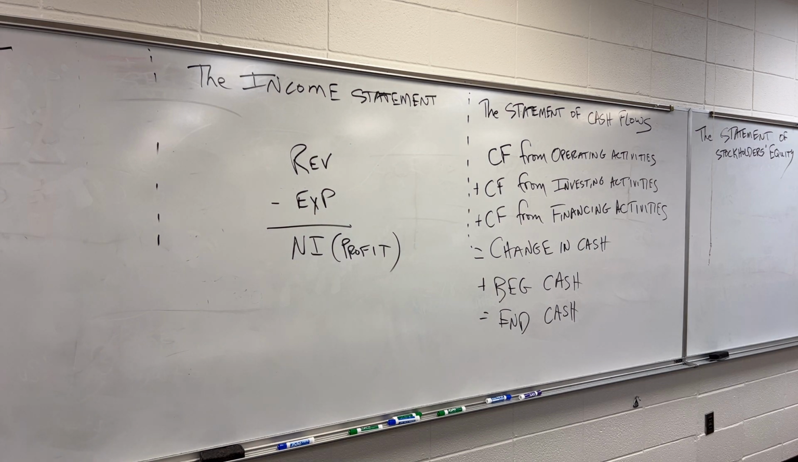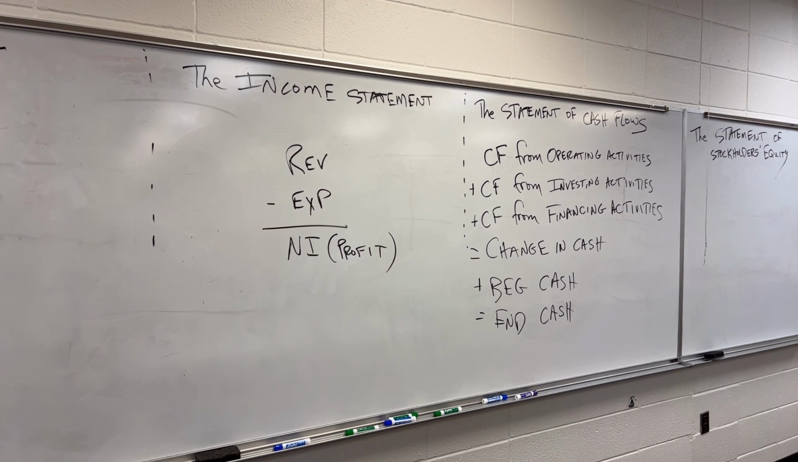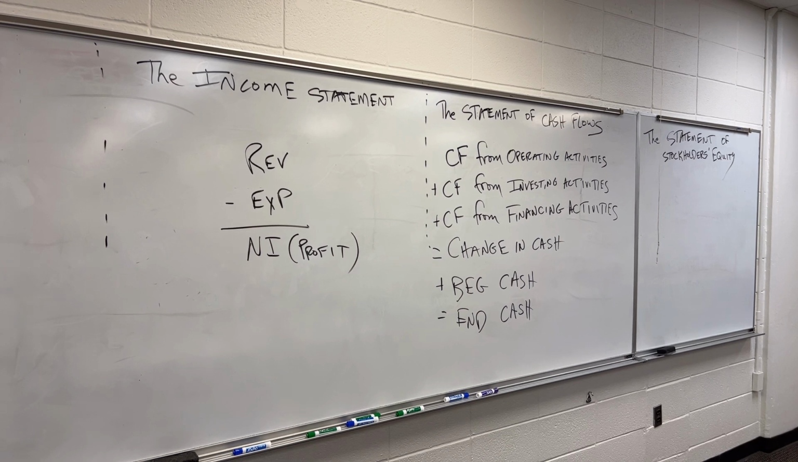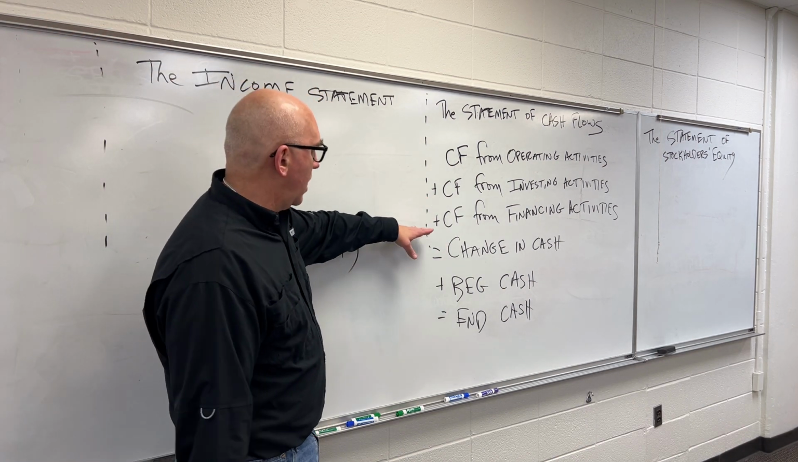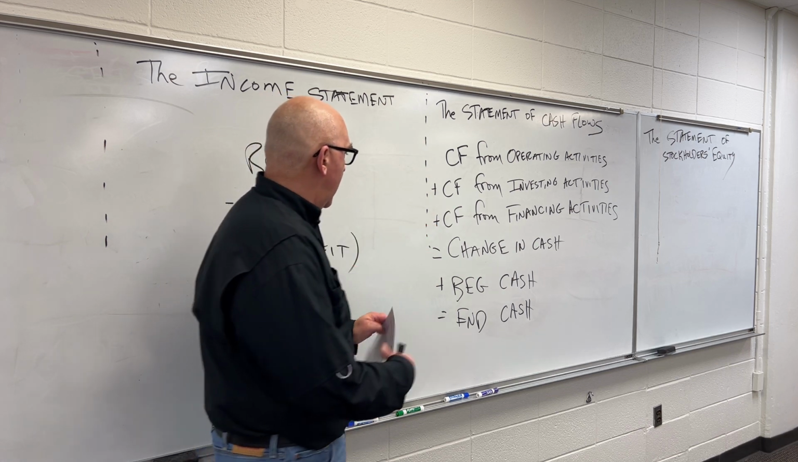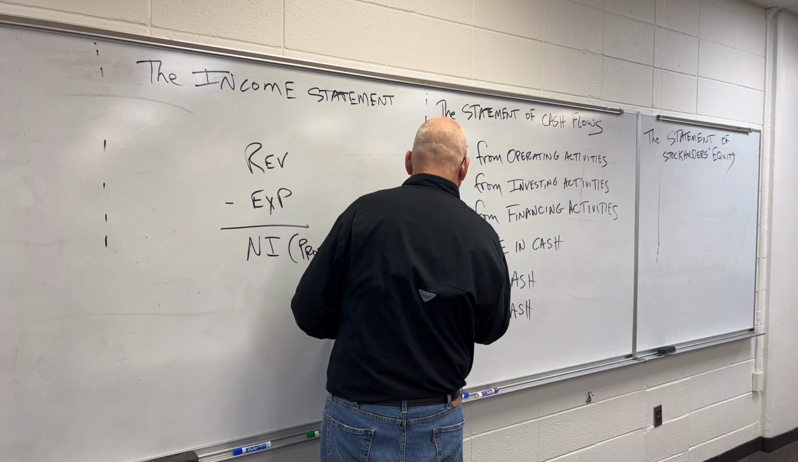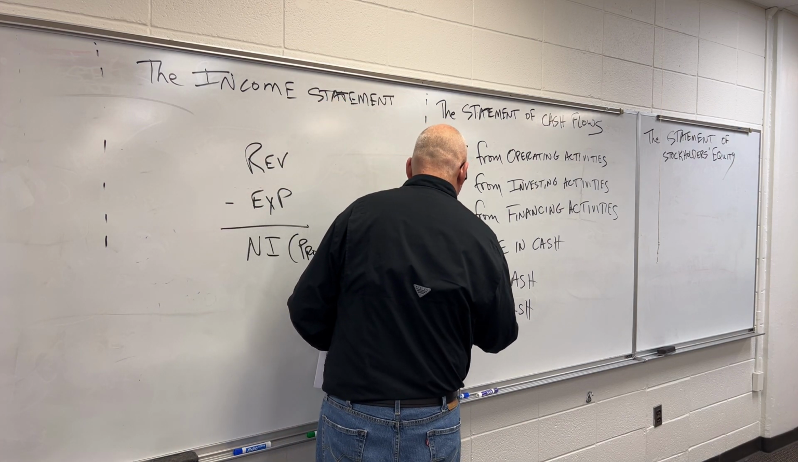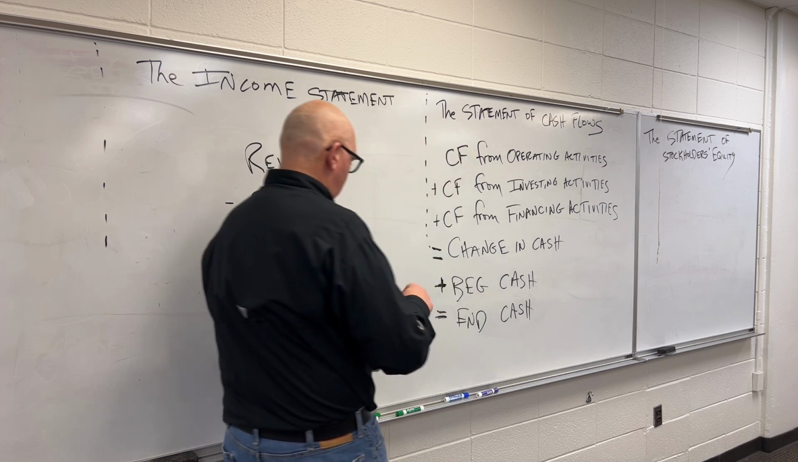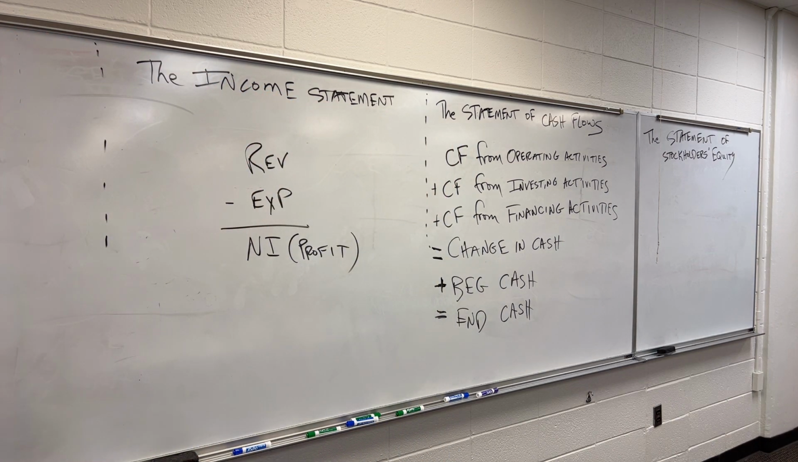Now, if you find that I'm going a little bit too fast, because I am going a little bit faster than I did during class, you just stop the video, rewind the video a little bit, do whatever you need to do to make sure you get all the notes. But the statement of cash flows is cash flows from operating activities plus cash flows from investing activities plus cash flows from financing activities. And that equals, that's an equal sign there, change in cash. And then you add in what you started with, and that equals what you got now, which would be the ending cash.